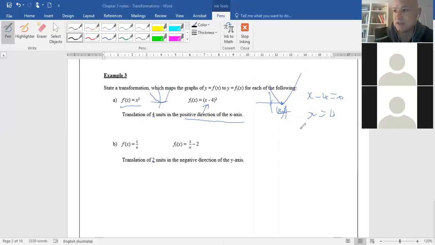Okay, part B. The original graph is f of x equals 1 on x. So I've still got my original graph, but I'm subtracting 2. Subtracting 2, we translate it 2 units down. So 2 units in the negative direction of the y-axis. Any questions there?